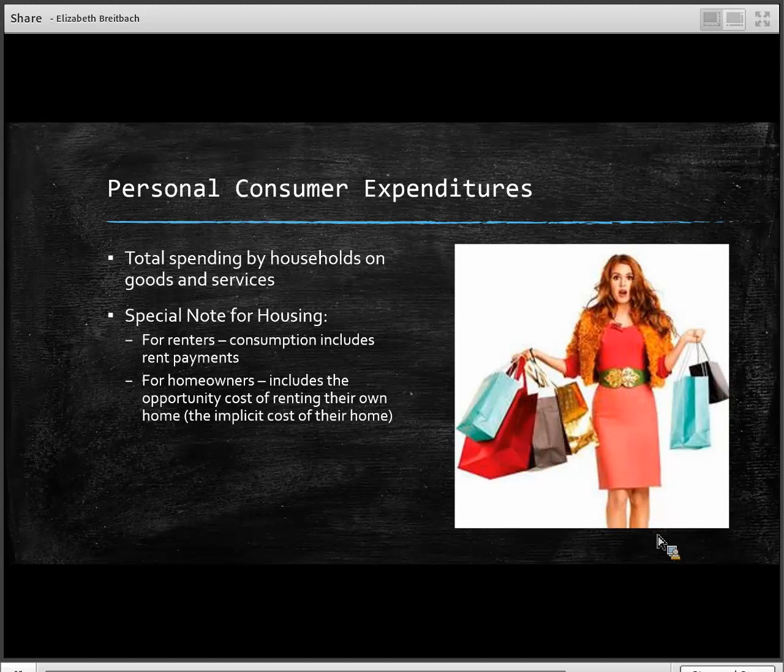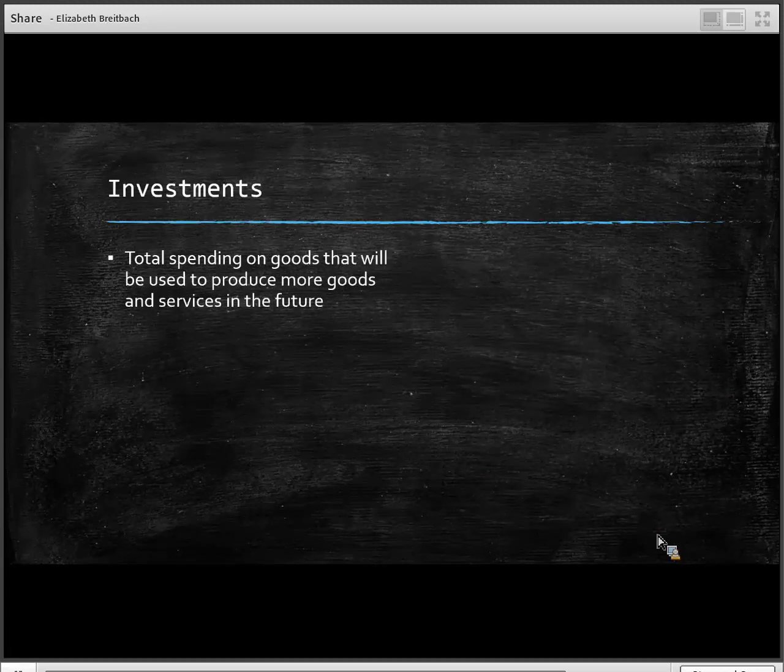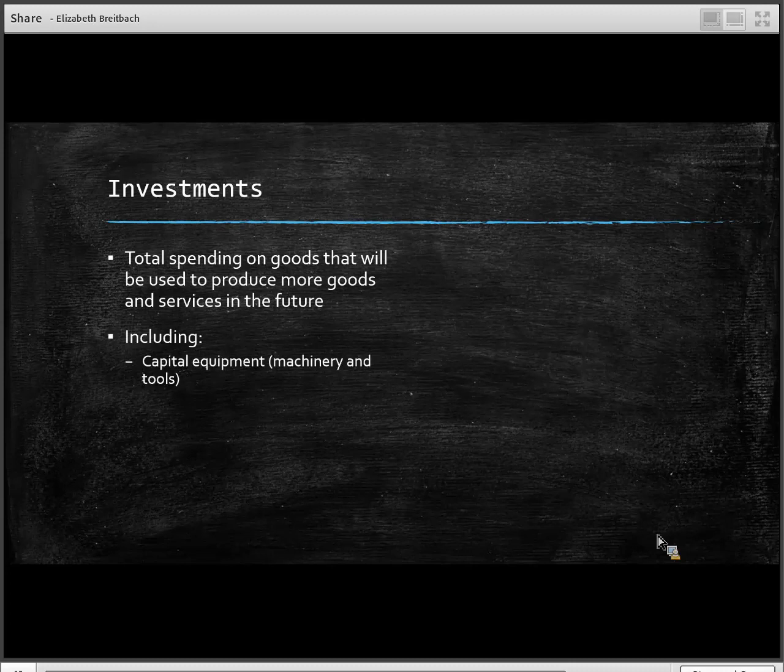Okay, so on to investments. Investments is total spending on goods that will be used to produce more goods and services in the future, along with a few other caveats. So what we're going to include are different pieces of capital and equipment. So let's say a restaurant purchases a stove. That stove is going to be used to produce many meals, and so that's going to be included in the investments category of GDP. Okay, the same when a construction worker purchases a saw or a hammer. They're going to use that saw and hammer to produce many houses in the future, and so that's going to fall under GDP.